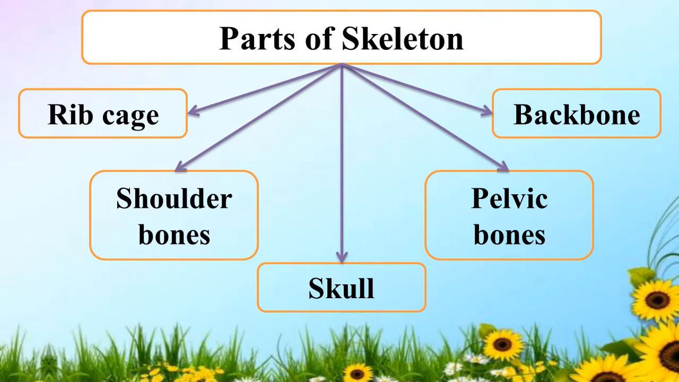Now, we know the importance of skeleton. Let us look at some parts of the skeleton. They are rib cage, backbone, shoulder bones, pelvic bones, and skull.